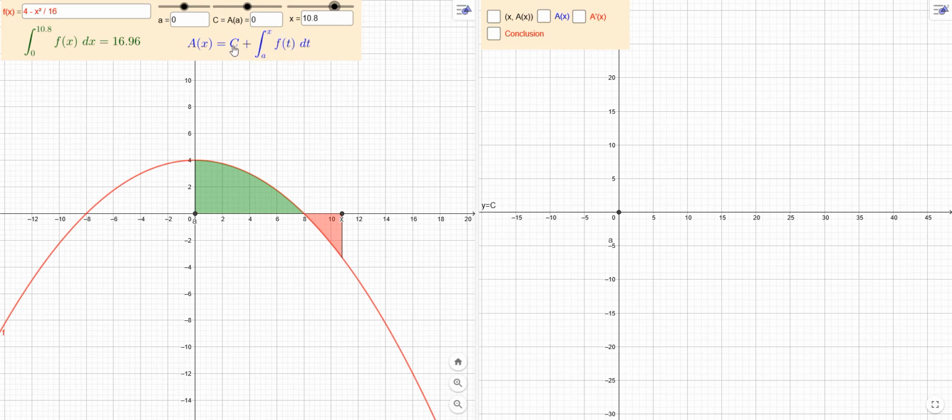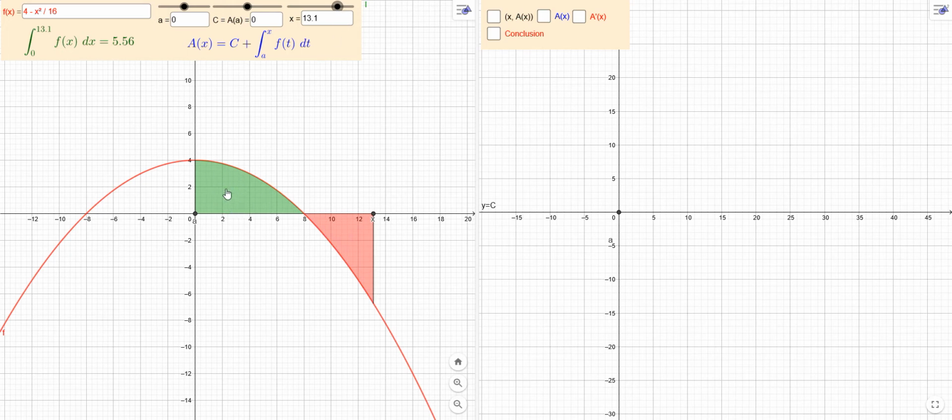And I'm going to add to that some constant. Right now we're just going to let that constant be 0. And this gives us an accumulation function or area function. If that constant is 0, then it is this green area minus that red area. And so we can see that one way we can think of an integral is by accumulating things as we go across.